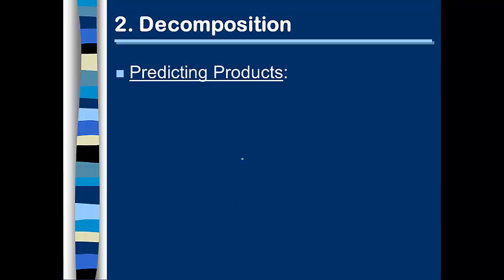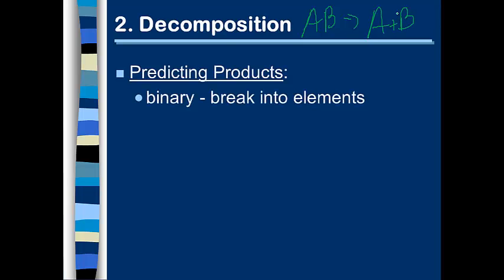Okay, then we're going to have decomp. Now remember, decomp is going to be the opposite of synthesis. You're going to take something whole and split it into 2 parts. So if it's binary, you simply break it into the elements. There's more than these, but that's what we're going to focus on for the scope of this class. And if we can get good at that, then we'll be okay.